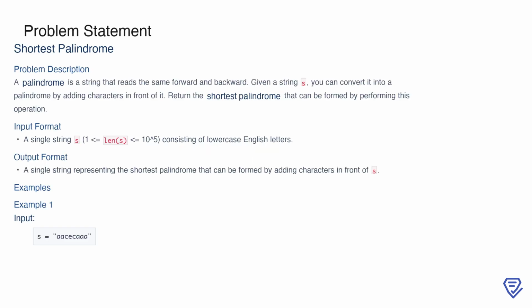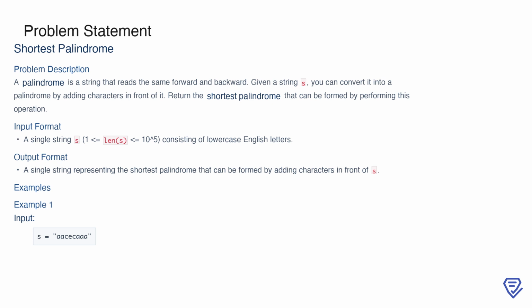A palindrome is a word, phrase, or sequence that reads the same backward as it does forward. In this problem, we are tasked with converting a given string S into a palindrome by adding characters at the front of the string. The goal is to return the shortest possible palindrome that can be formed through this operation. The input is a single string consisting of only lowercase English letters, and its length can range from 1 to 100,000 characters. The output should be a single string representing the shortest palindrome obtained.